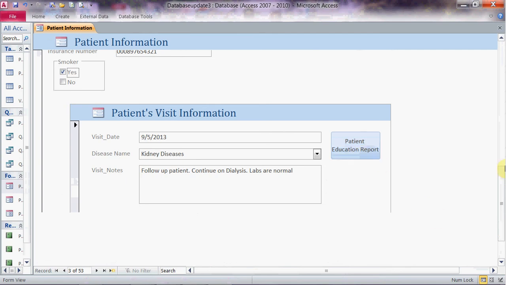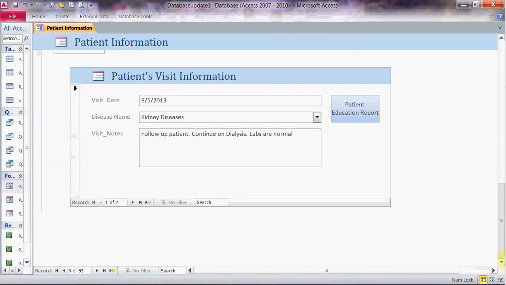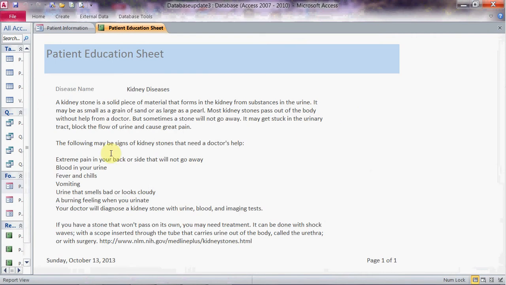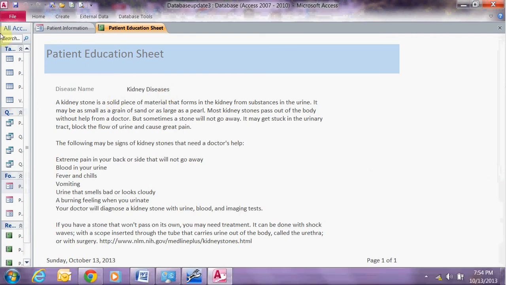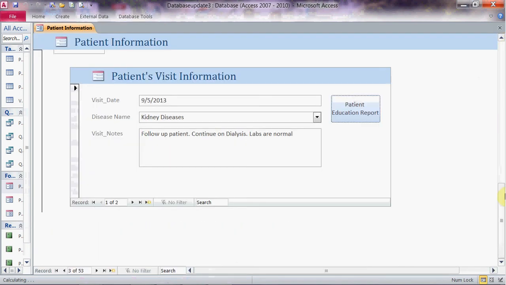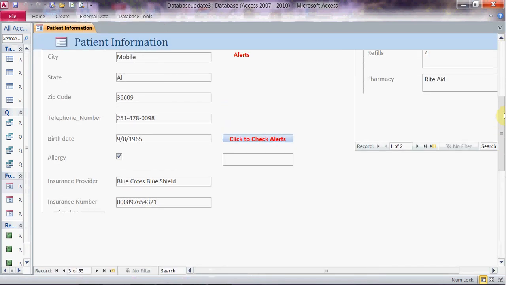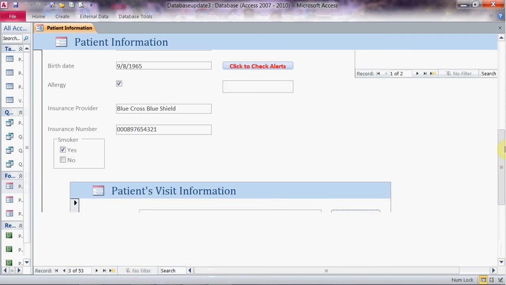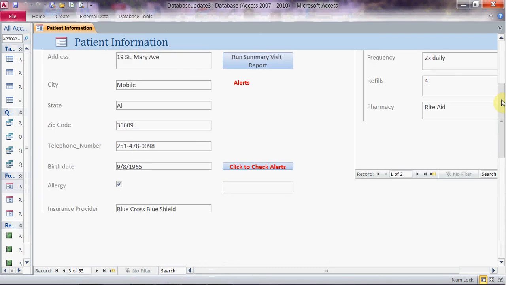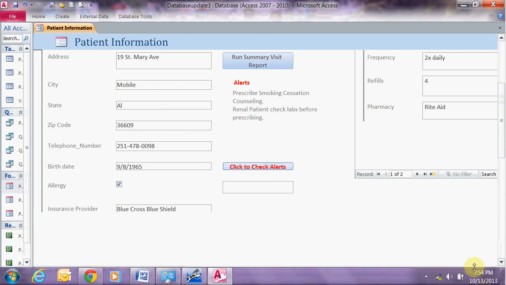We can give Mr. Yeagert a patient information education report, which shows that he has kidney disease. Also, patients with kidney disease qualify for different types of medications because of their symptoms and their disease. So let's click his alert. He's prescribed smoking cessation, and there's an alert that says that this is a renal patient, so we must check our labs before prescribing.